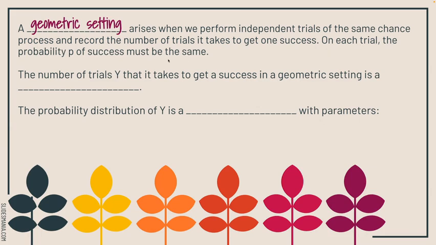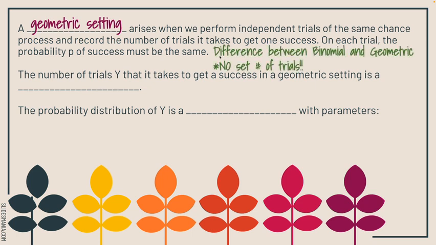On each trial, the probability P of success must be the same. So the difference between binomial and geometric is no set number of trials. We are finding out how many trials it'll take to get one success.